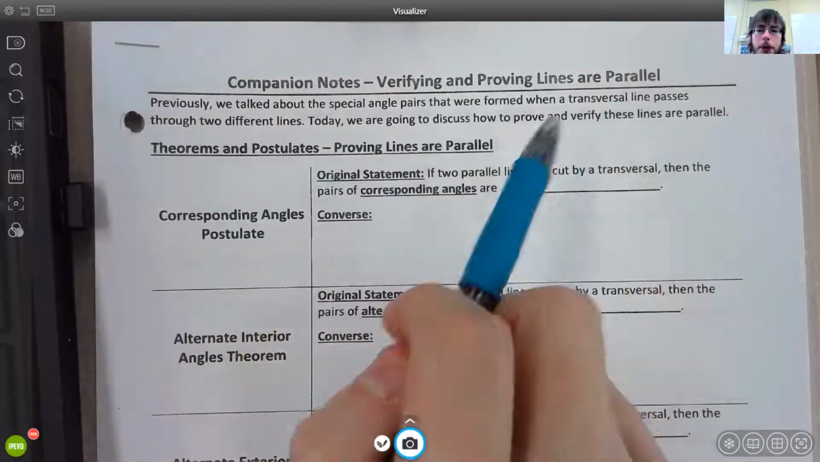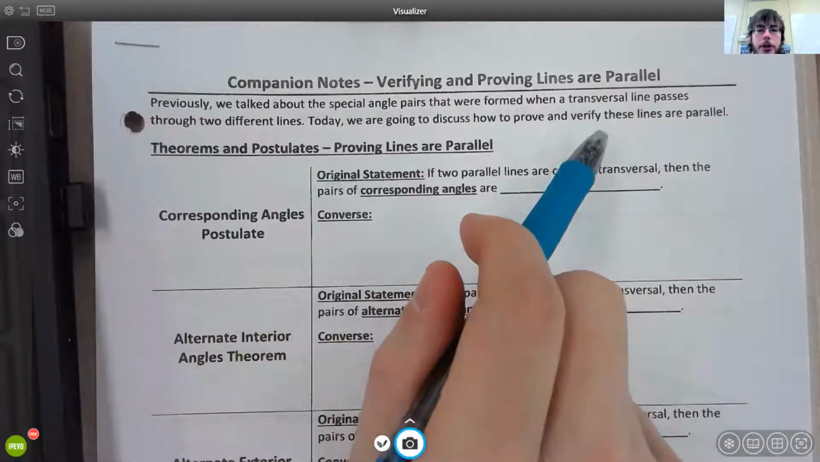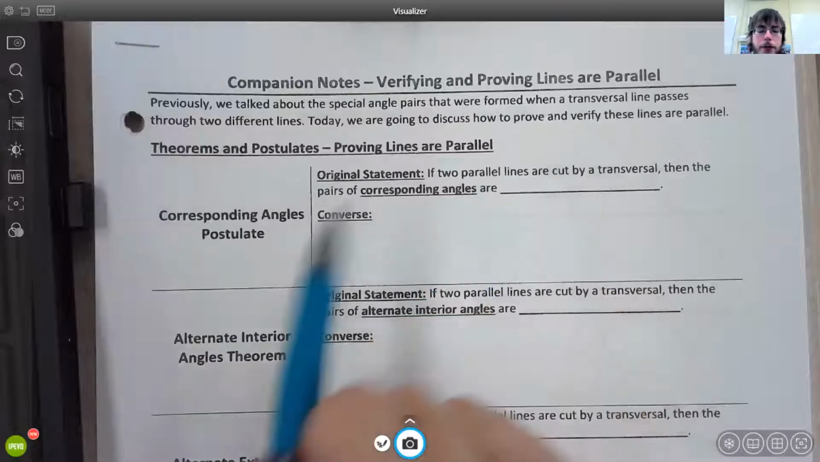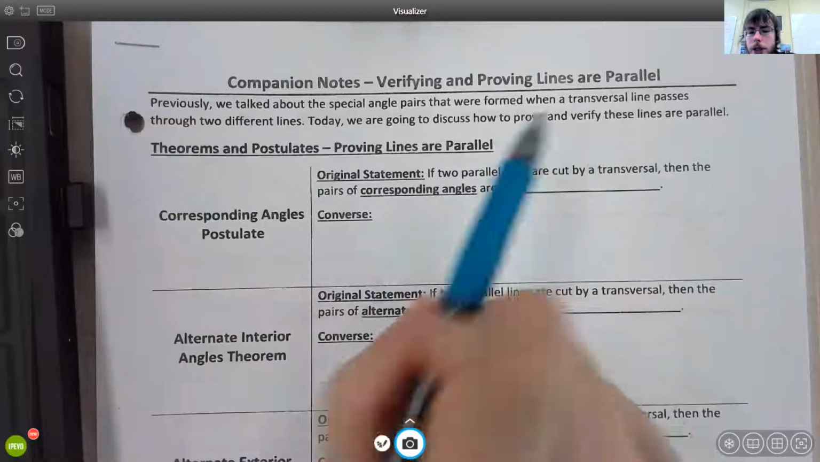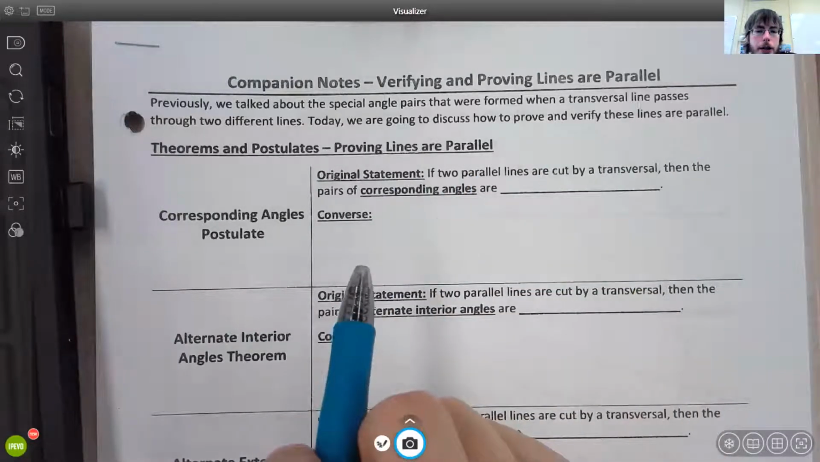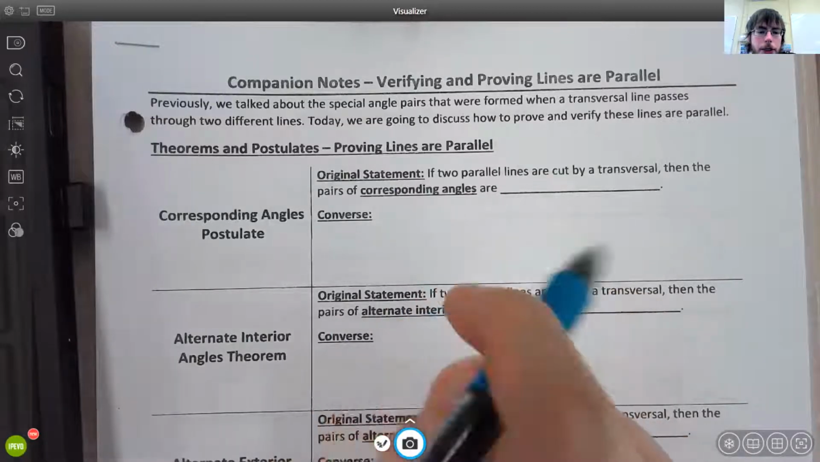A blank copy of the notes is on Google Classroom, but also if you are hybrid, you've been sent home with a set of blank notes that you can follow along with. I would highly recommend following along, writing these things down, and also working out the example problems. This video will be mostly example problems after this initial page.